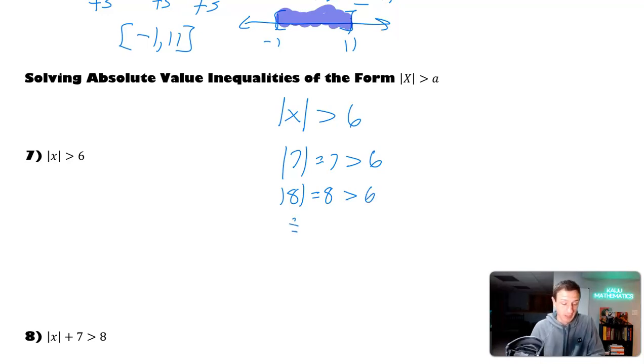You could think all day, because there's an infinite number of values that are going to be greater than 6. 10, 11, 12, 13, 100, 200, 300, 1,000. There's an infinite amount of possibilities, on that end at least. So if I were to think of this on a number line here, 6, any value greater than 6 is going to be a potential solution.